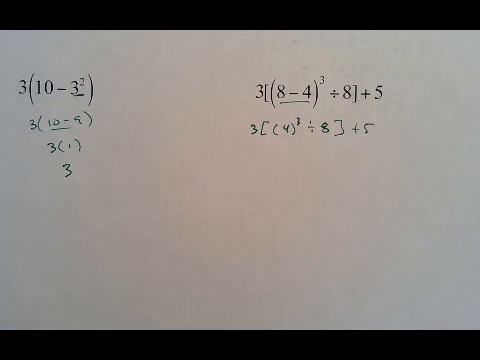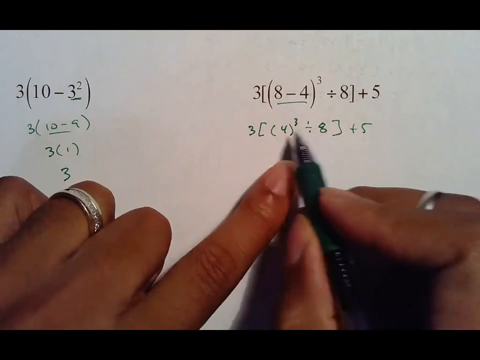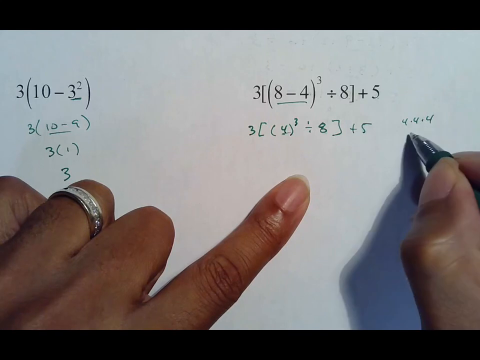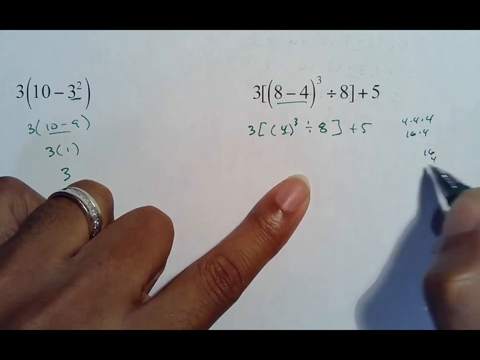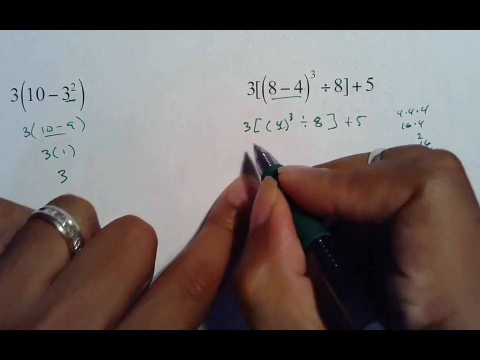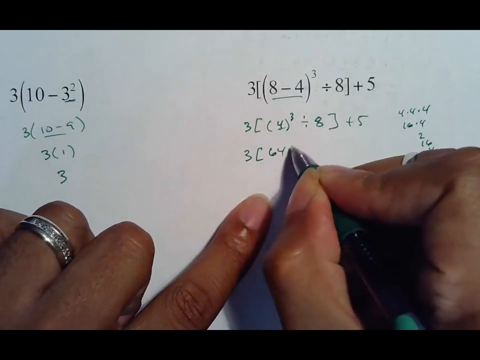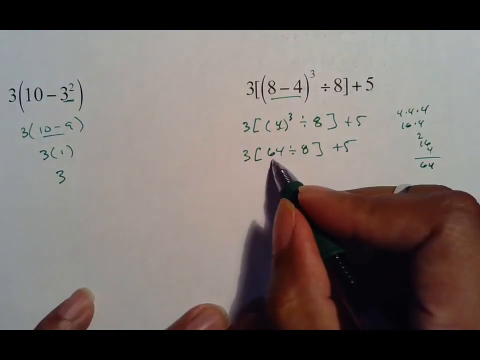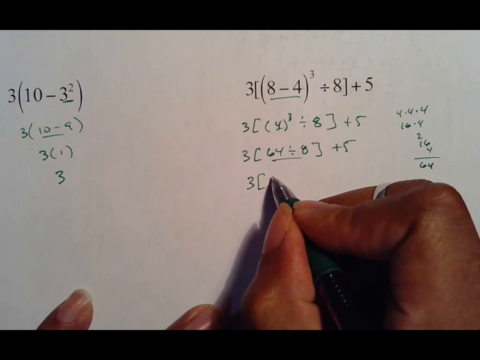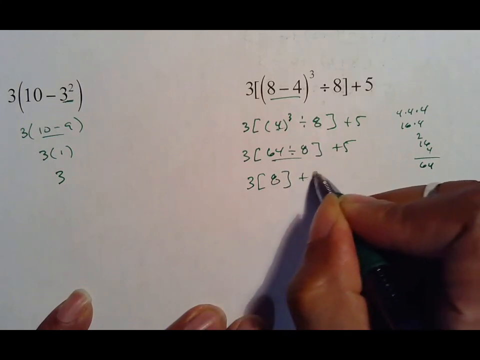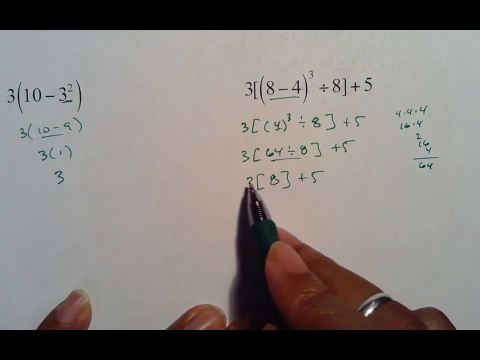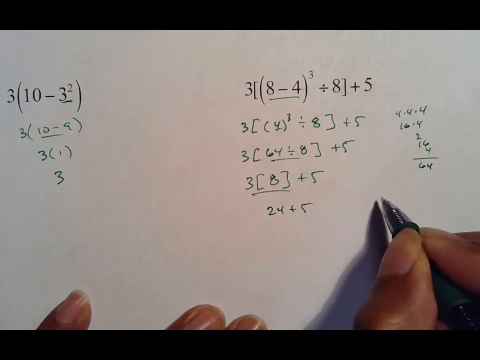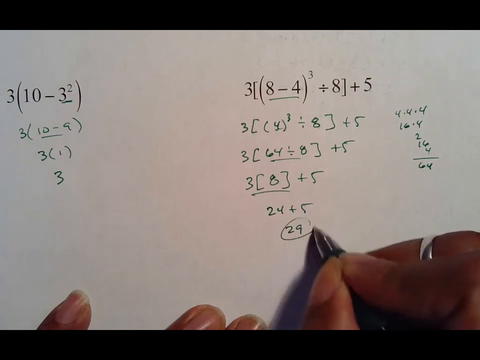Alright, after that we have inside here, again that's not a parentheses, but this is, but we do have an exponent. So 4, 4, 4, which is 16 times 4, which is 64. So 3 bracket 64 divided by 8 plus 5. This is another parenthesis, so 3 times, I think 8 times 8 is 64, plus 5. Again, that is a way of saying 3 times 8 because it's right on the outside, which means that is the first thing we do. And 24 plus 5 is 29.